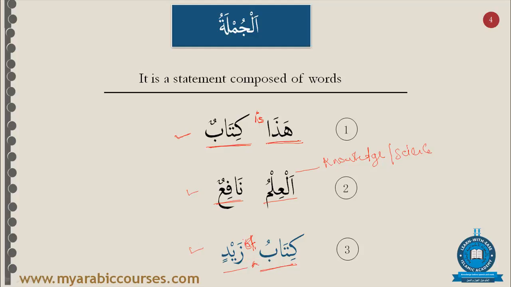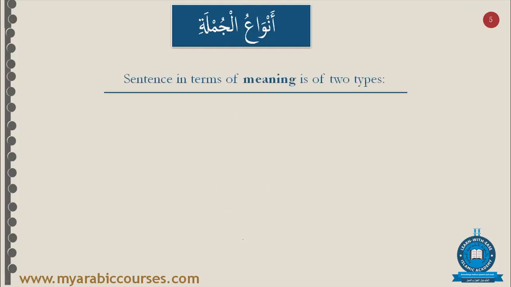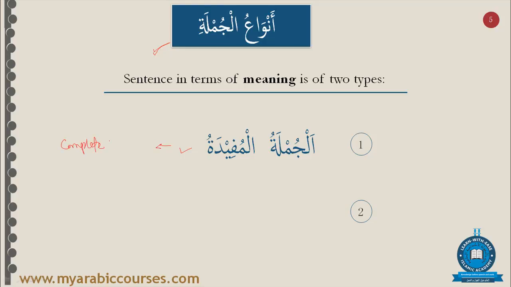So let's analyze the types of sentence. We say anwa'ul jumlah. Repeat after me. Anwa'ul jumlah. In terms of meaning, we have two types of sentences. The first one is al-jumlatu al-mufida, meaning a complete sentence. So let me write it for you here, meaning the complete or meaningful sentence.